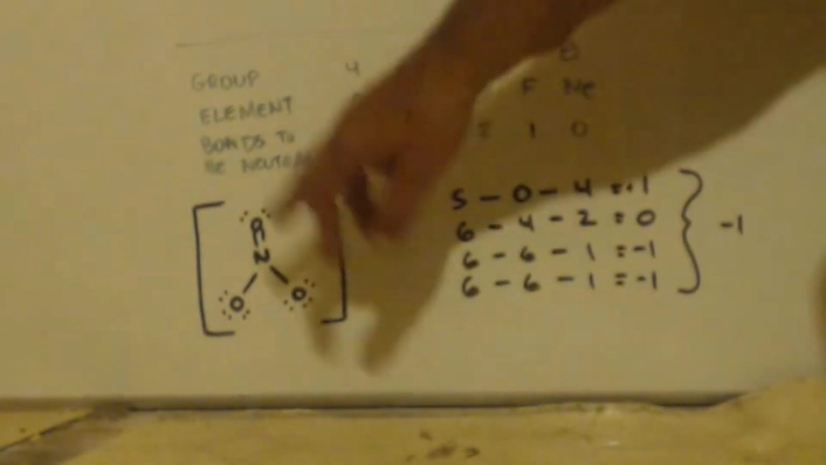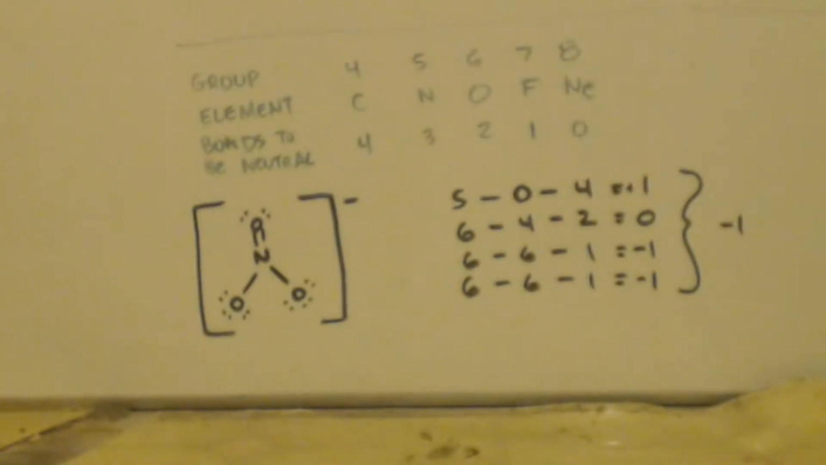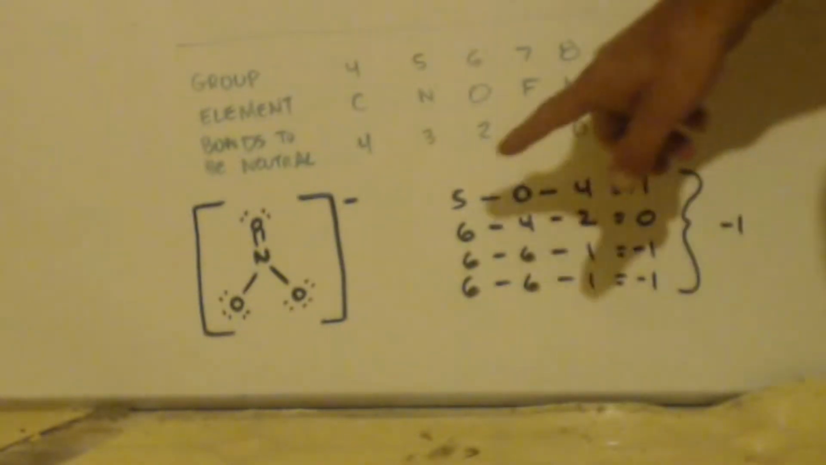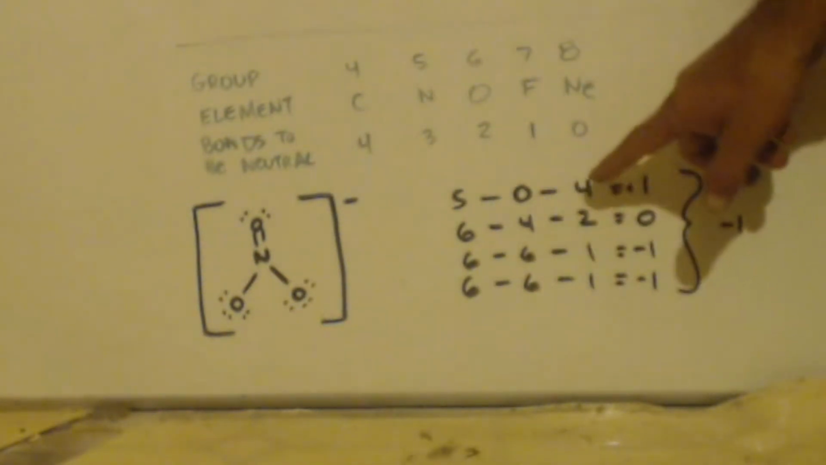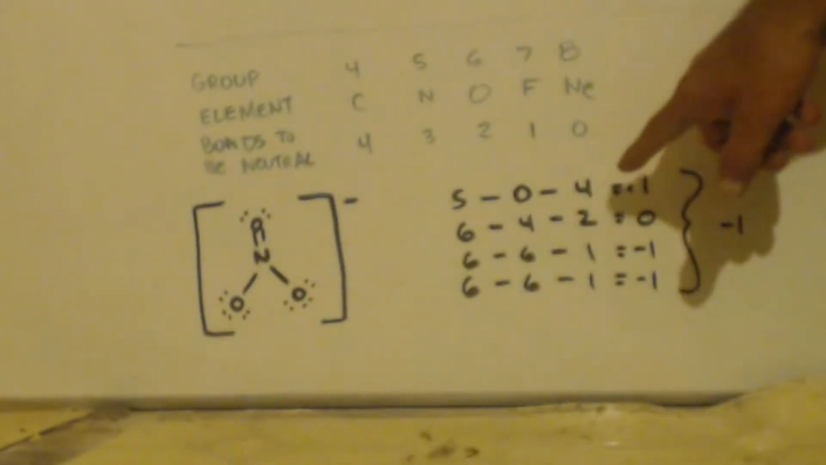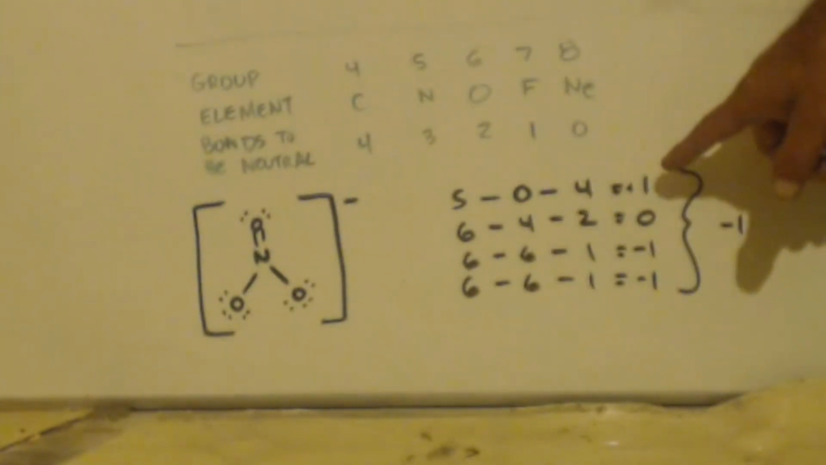All right, now let's do nitrate anion. Now this overall anion has a -1 charge, right? So let's do the nitrogen first. It's from group 5. How many non-bonding electrons? 0. How many bonds does it have? 4. So it's a +1.